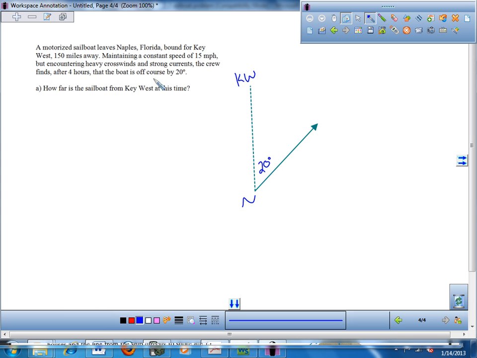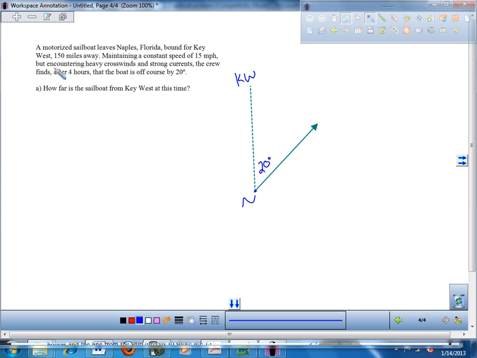It doesn't matter. It just says he's off course by 20 degrees, so he could be on this side or that side. Like 20 degrees before you start. No, because this is where he starts, right? And he's meaning to go this way, right? But he's blown off course by 20 degrees, okay?